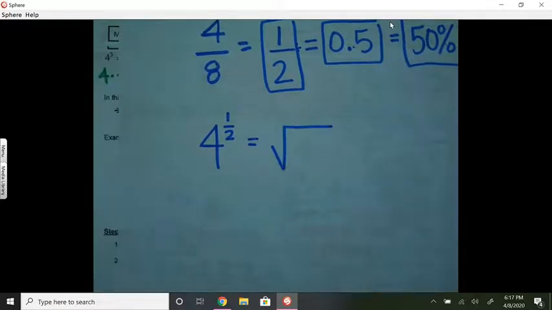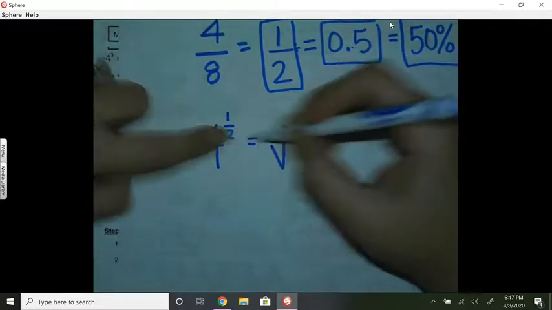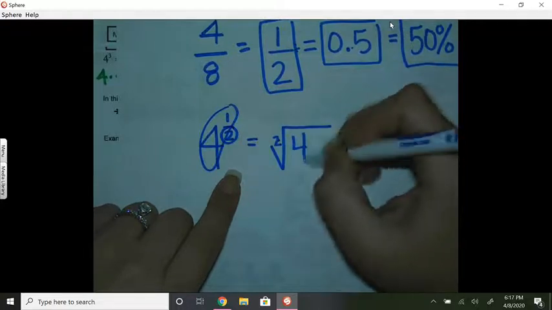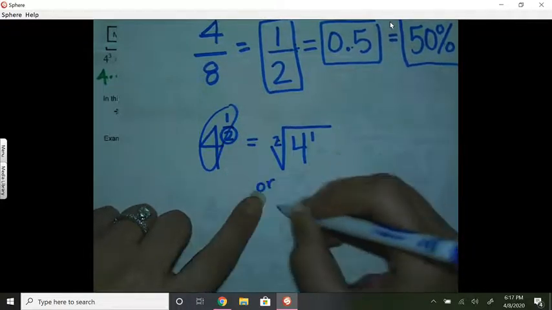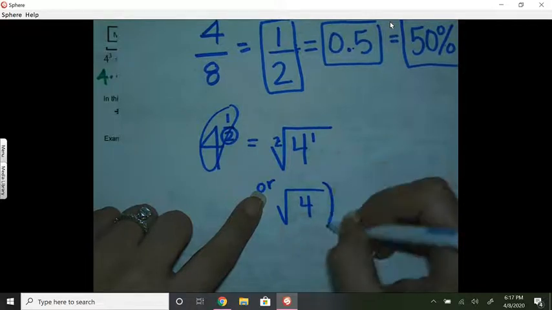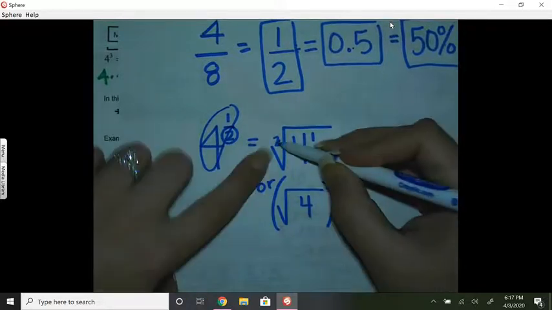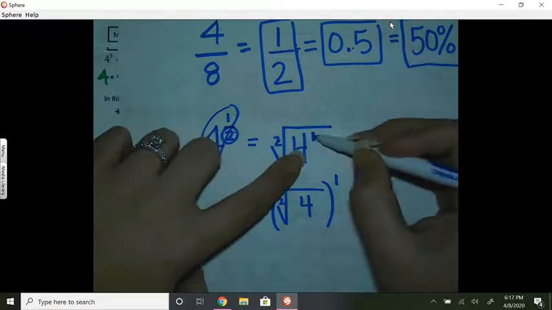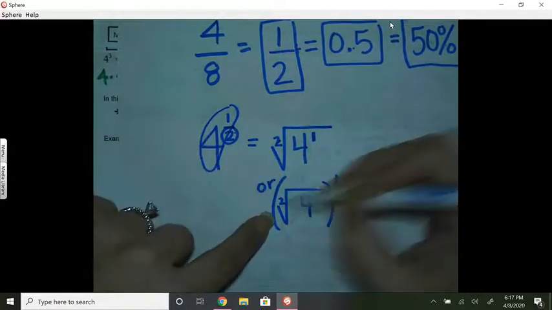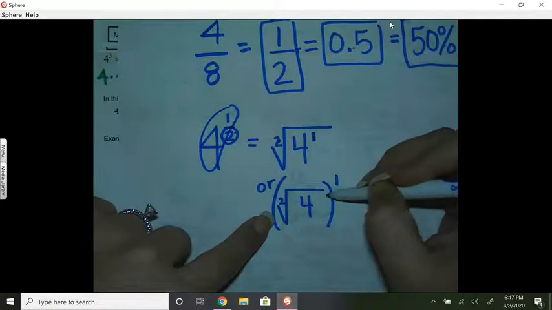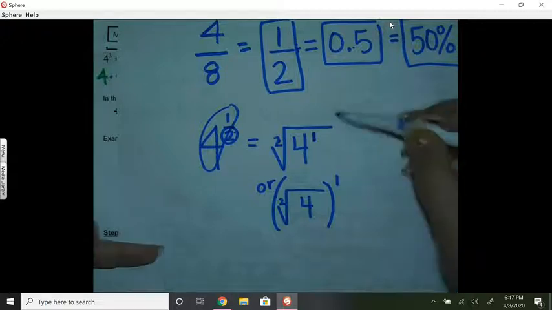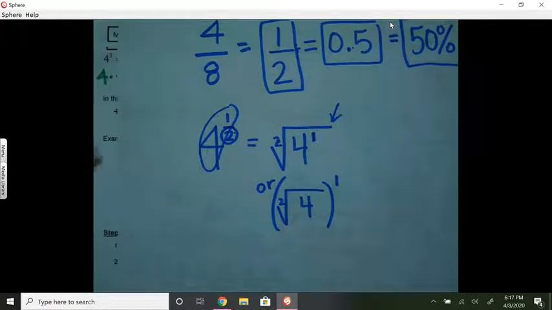The denominator would be the index, and the numerator would go inside with the 4, or be applied after the root. So the denominator is the index, and the 1 can go inside with the 4 or be done after the square root. Again, if you see an exponent that's a fraction, it just means it's a radical. Change it to a radical.